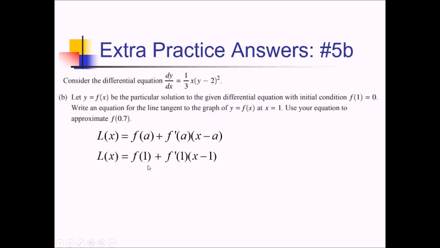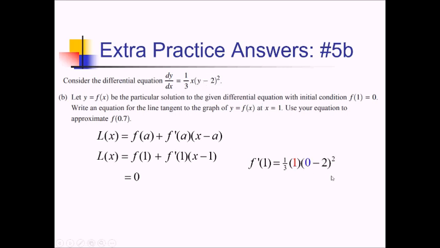What's f of 1? Well, they told us that. It's 0, so that was pretty easy. F prime of 1, we're going to have to use the differential equation to find that. So when I do f prime of 1, I'm plugging in the x value 1, and I'm also plugging in the y value that goes with 1. So we're going to have 1/3 times the x value 1. But now we're going to have the y value 0, because that's the part of the point that has the x value 1. The y value is 0 minus 2 squared.